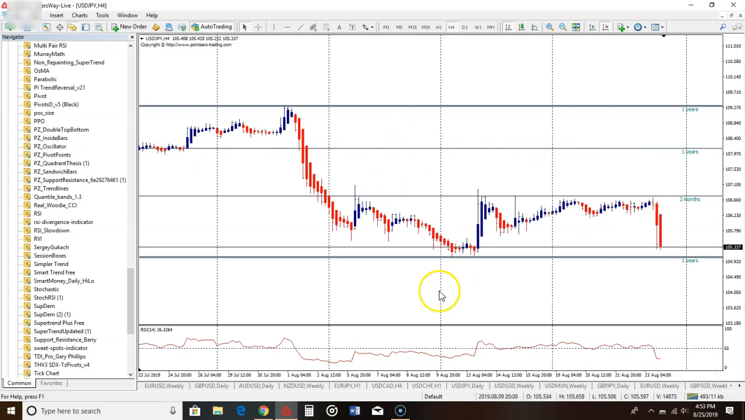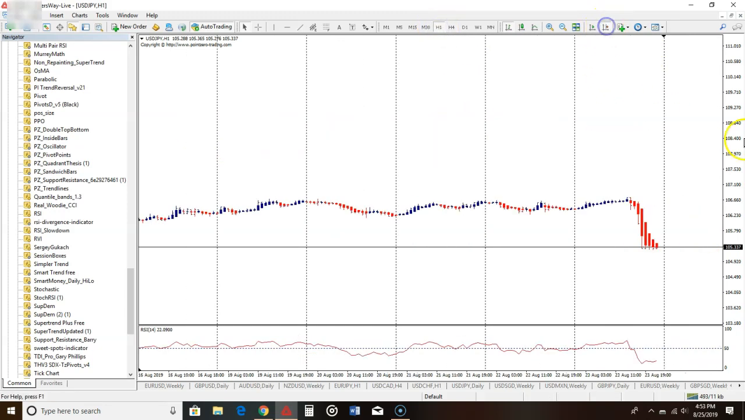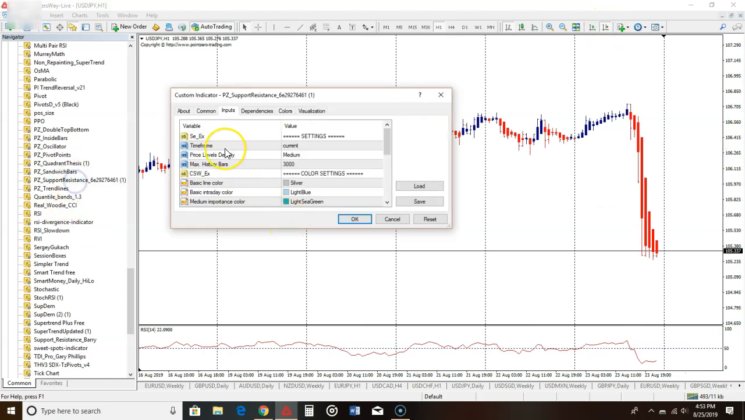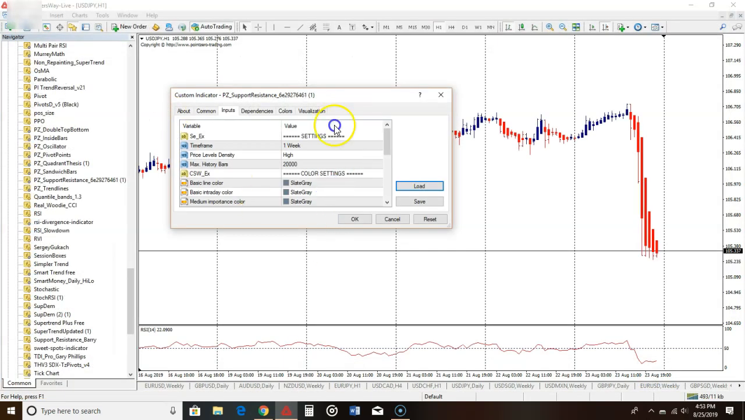All right. Now, since we enter our trades on the 1 hour chart, let me go ahead and draw the levels on the 1 hour. All right. One more time. Drop the support and resistance indicator on the chart. Let me load up my preset template. Giving you guys a lot of insight into my trading strategy right now.